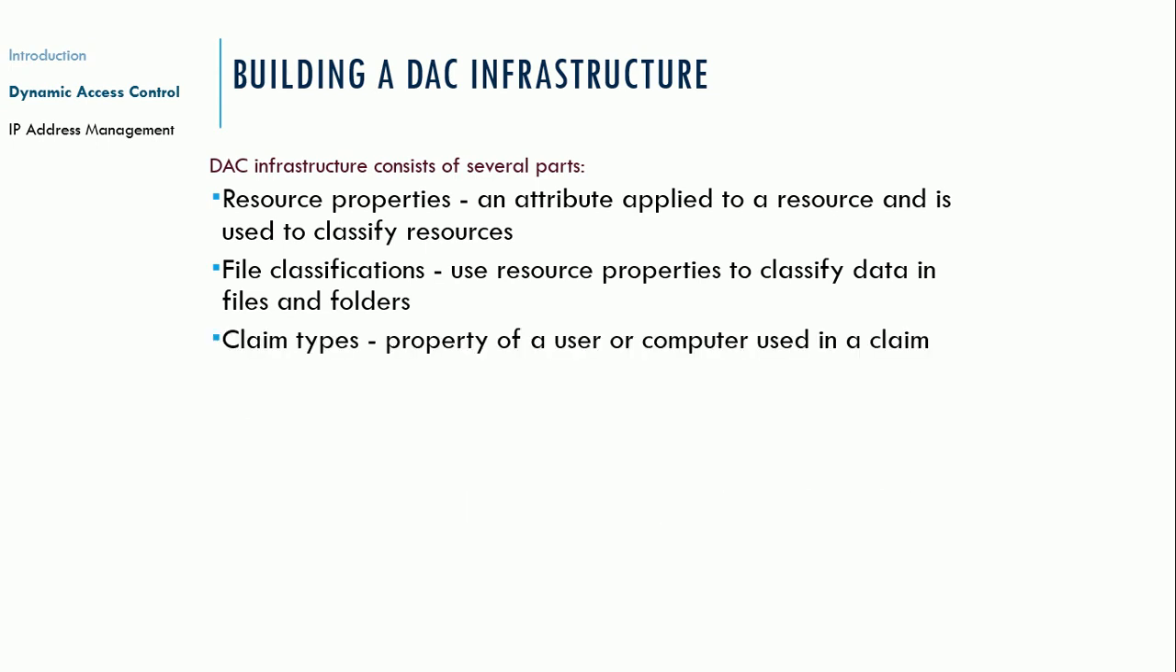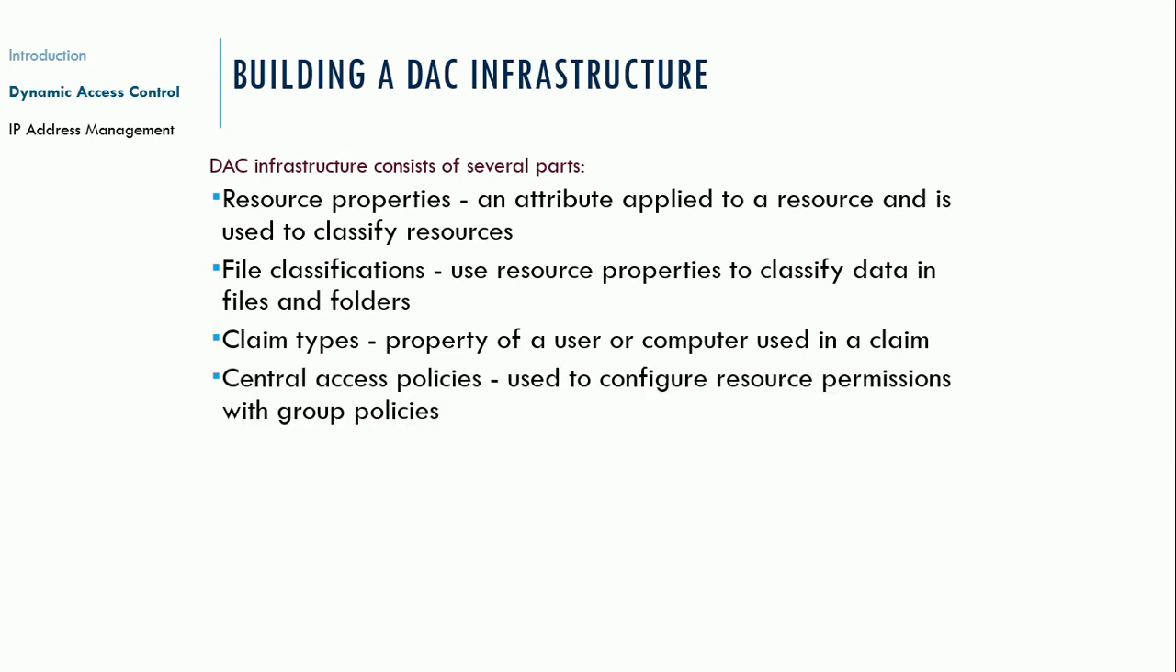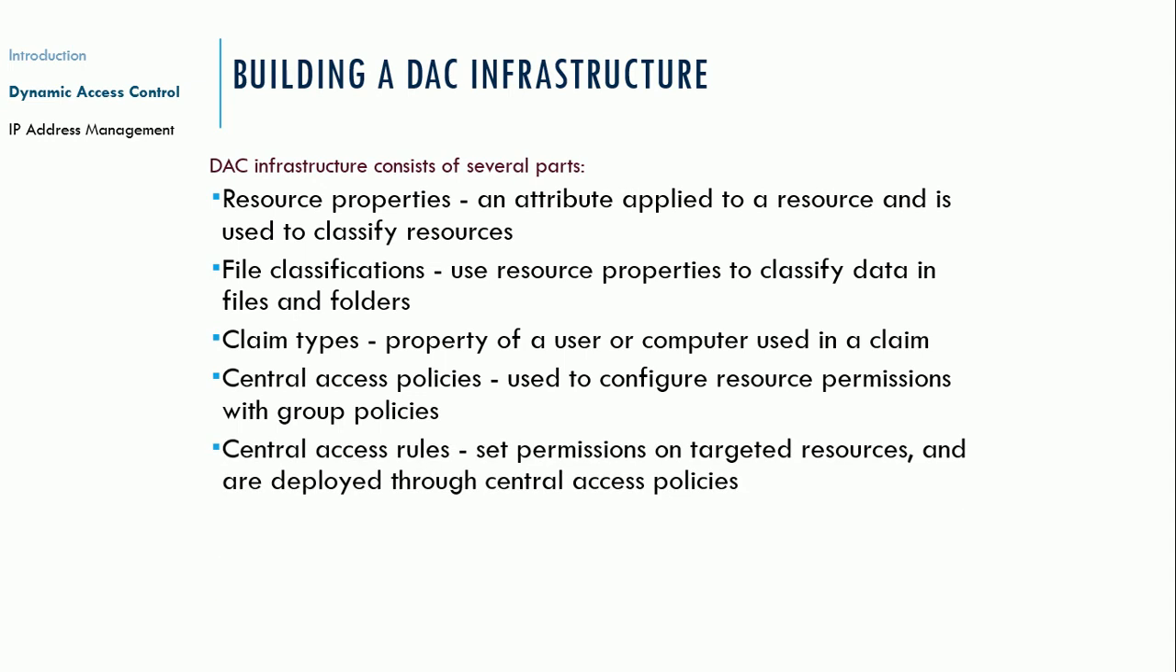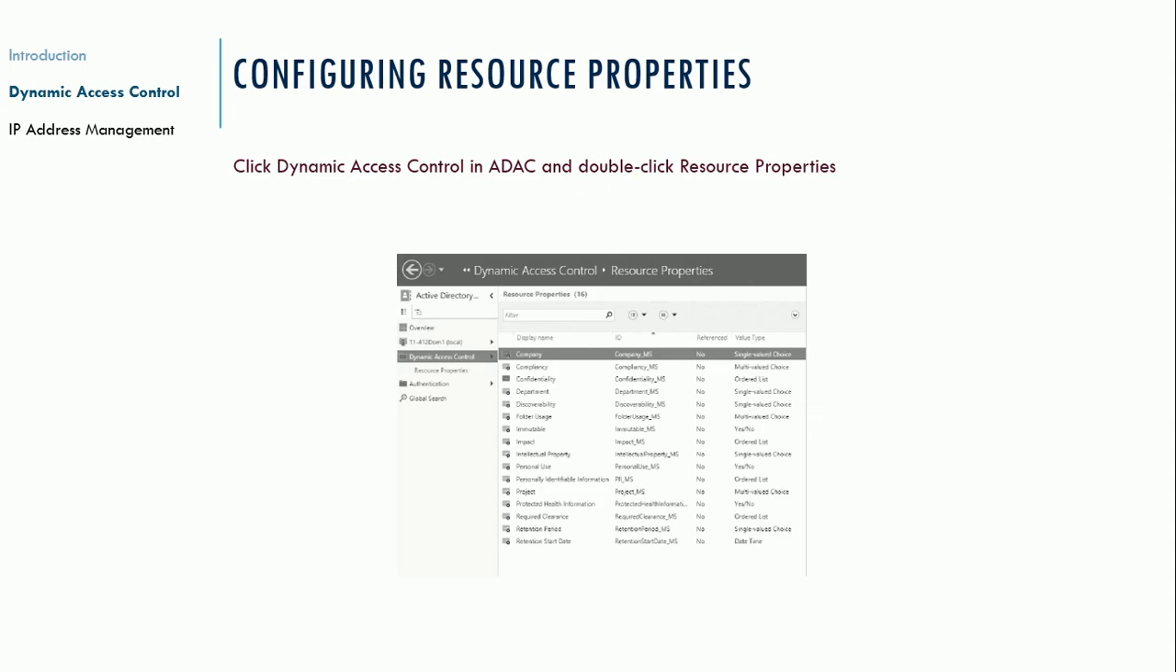A claim type is the property of a user or a computer that's being used in a claim. A claim is basically an attempt to access that file. So claim types are the properties about the person trying to access that file, about their computer or about their user account. And then a central access policy is used to configure resource permissions with group policies. And then a central access rule sets permissions on target resources and is deployed through the central access policies.